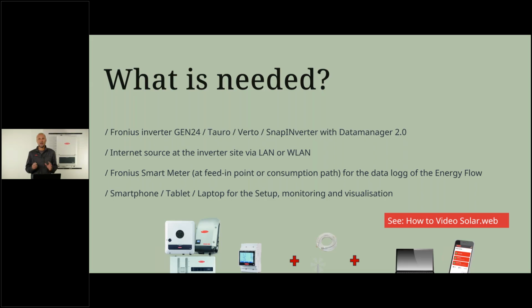We have also a how-to video on how to bring the system online in Solar.web. This is usually a 3-step, easy to do. So first, you register in Solar.web, then you add a system, you enter the data of the inverter, serial number and V code, and then the system is in Solar.web.